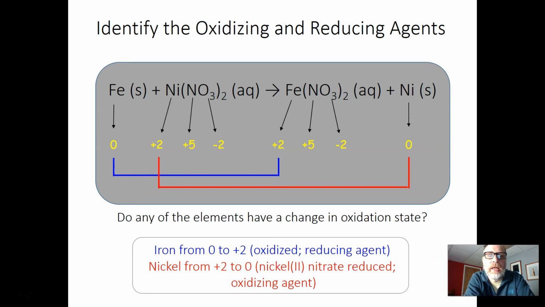So we would say that iron is being oxidized. It's the reducing agent. What is it reducing? It's reducing the nickel(II) nitrate. The nickel(II) nitrate is being reduced. That means it must be oxidizing something else. It's oxidizing the iron. So that's it. That's how you determine oxidizing and reducing agents. We're going to see how you balance a redox equation like that coming in the next video.